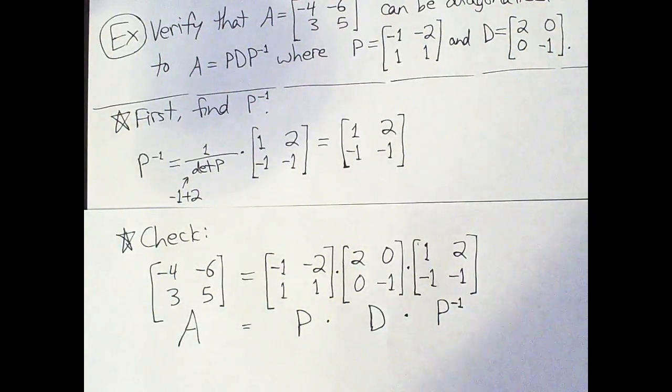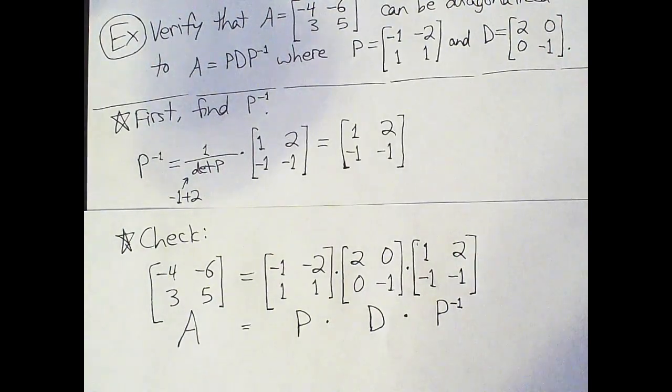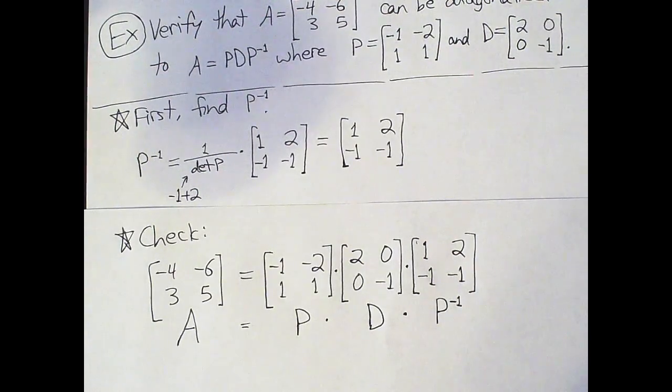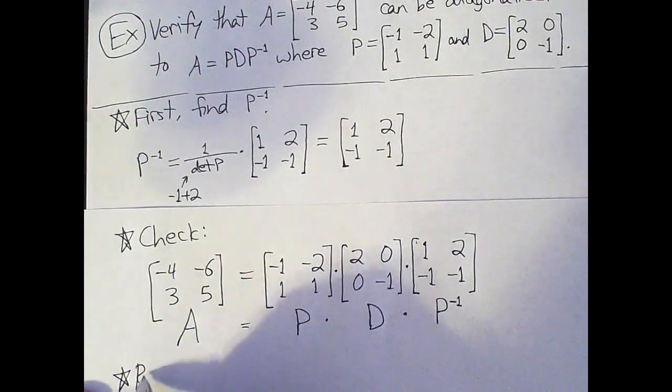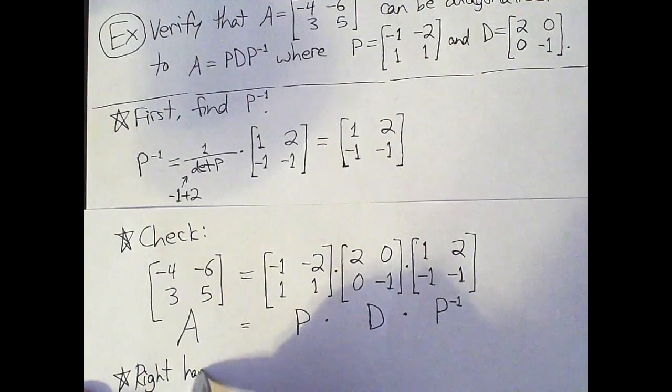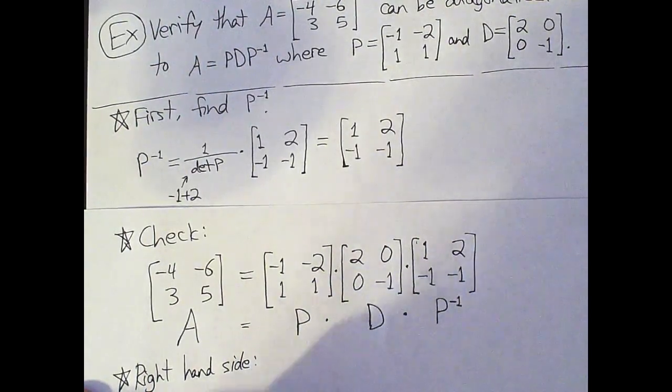I wrote it all out like this so that you could see what it looks like for a matrix to be diagonalizable. The matrix A being diagonalizable means that it is similar to a diagonal matrix. So this is a diagonal matrix, and it's sandwiched in between some kind of matrix P and its inverse. Okay. So let's check. We just have to check the right-hand side, so we could do some matrix multiplication.